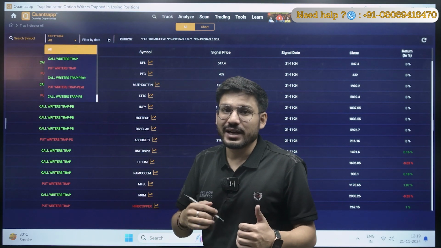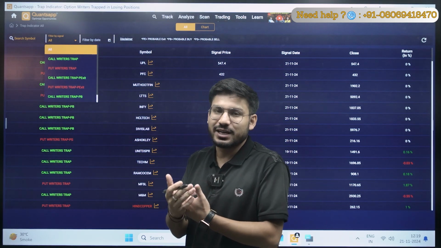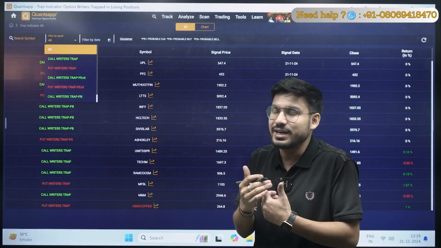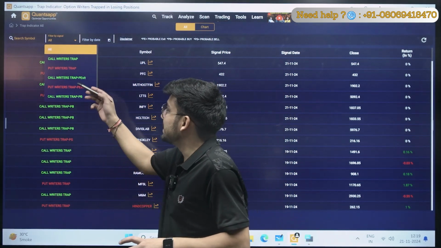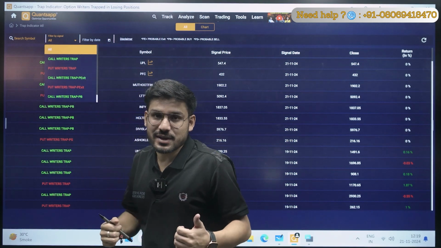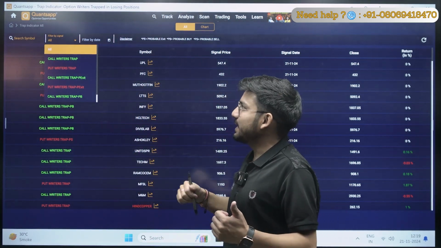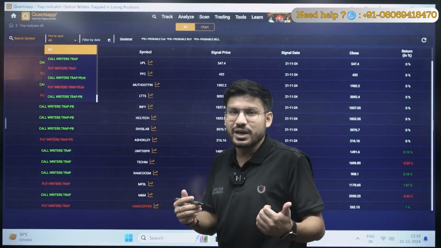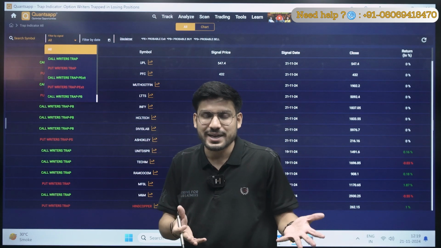So if my market is in bullish sentiments, or if my market is in bearish sentiment, accordingly you can choose your sentiments here as well. Currently my market today is in bearish sentiments. So there is a very good fall in the market as well.